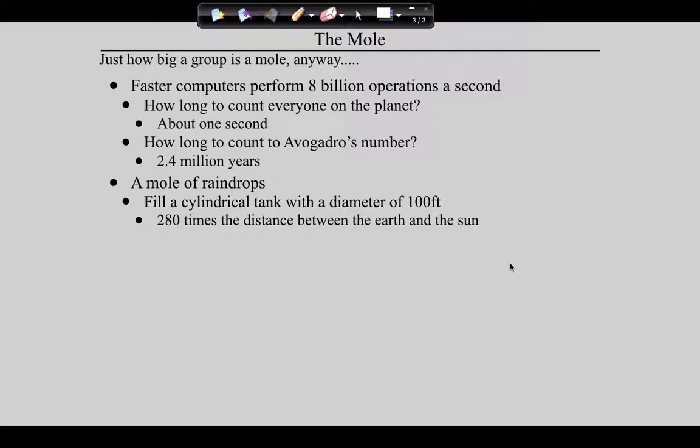But guys, airsoft pellets, right? If you have a mole of airsoft pellets, how many do you have? 602, right? It's not just atoms. 602 septillion. Guys, if you have a mole of airsoft BBs, you have 602 septillion airsoft BBs.